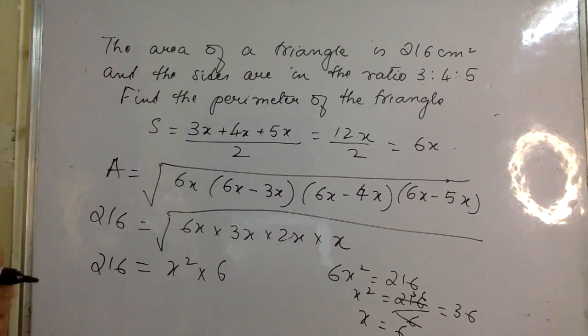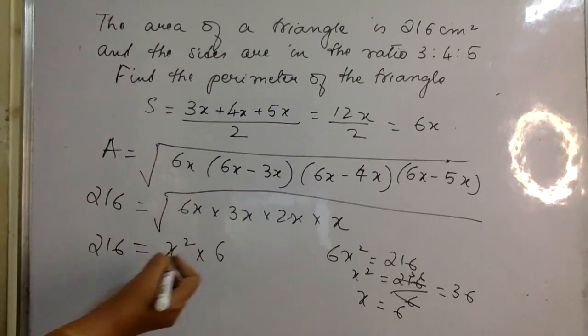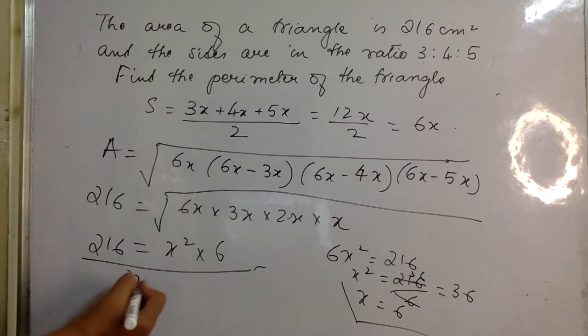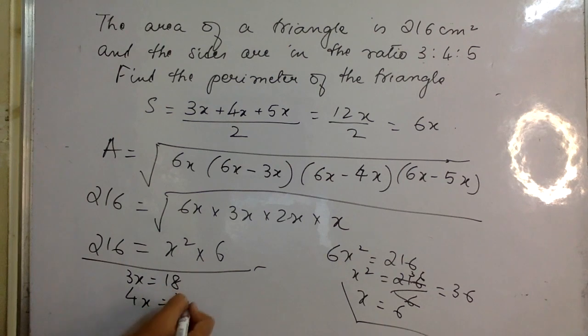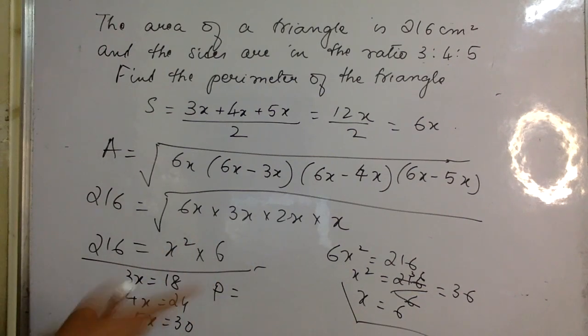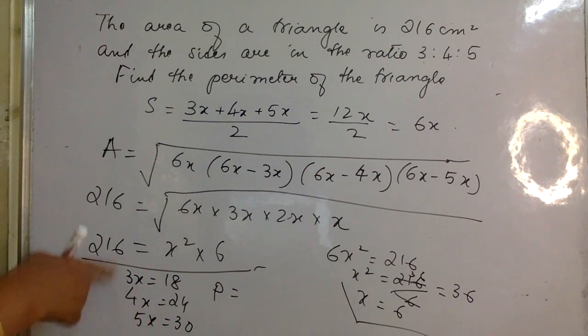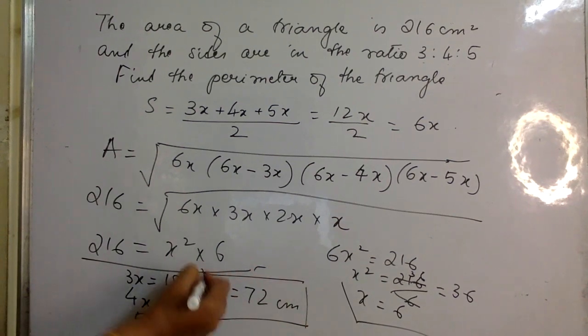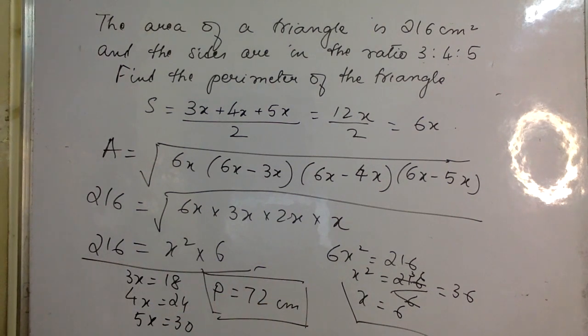So now back to the sum. Find the perimeter. What is the perimeter then? Let me find the sides, then I can find the perimeter. 3x has become 18, 4x has become 24 centimeters and 5x is 30 centimeters. So the perimeter of the triangle comes to, add all these, this time don't divide by 2, 18 plus 24 is 42, plus 30 is 72 centimeters. That is the perimeter.